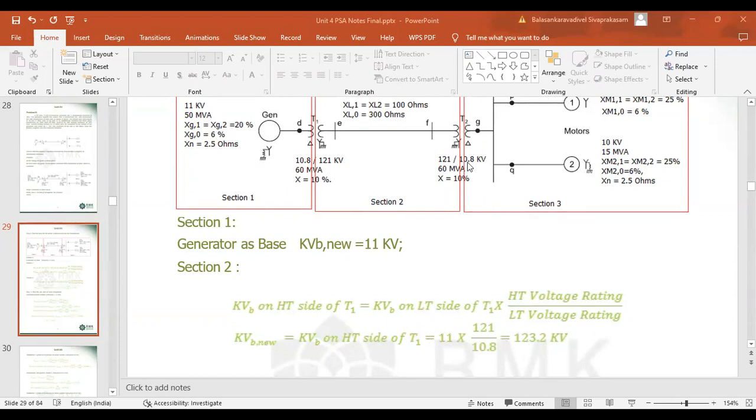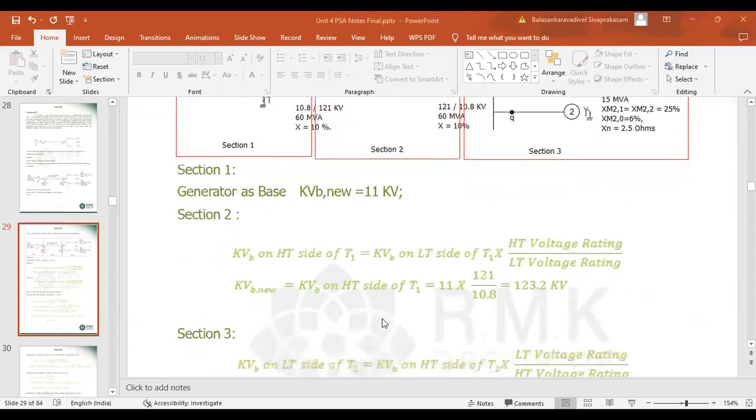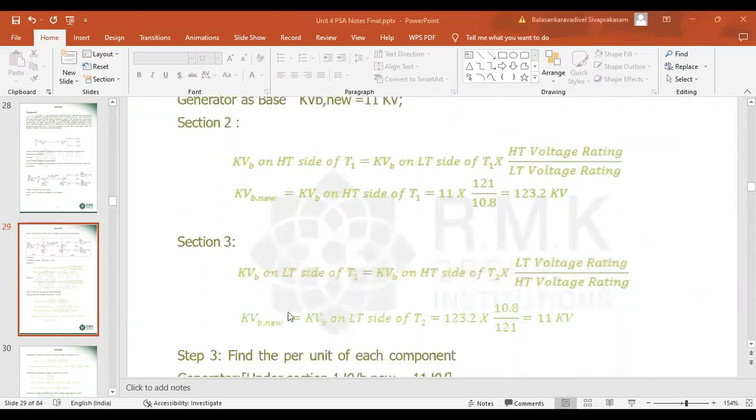Next, coming to the third section, we have to take the kVB on the LT side. Till this 121, it is already over. Now the left out portion is transformer T2 secondary and motors M1 and M2. These two motors are connected to the transformer T2 secondary, that is the low tension side. So we need to apply the formula for kVB on the LT side of transformer T2, which is kVB on the HT side of transformer T2 into LT voltage rating divided by HT voltage rating.